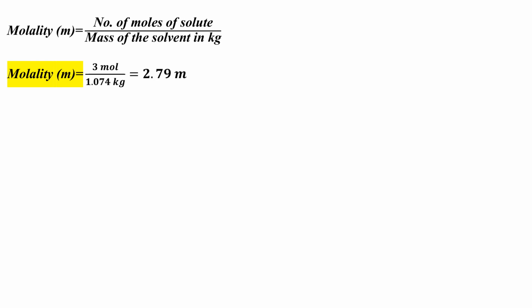Formula of molality is equal to number of moles of solute divided by mass of the solvent in kilogram. There are 3 moles of NaCl in 3 molar solution. So you write 3 moles in the numerator divided by mass of the solvent in kilograms that we calculated, which is 1.074 kilograms. On solving this, you get a value of 2.79 mole per kilogram.